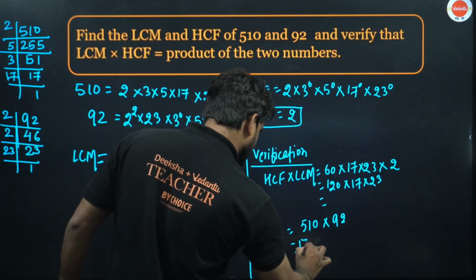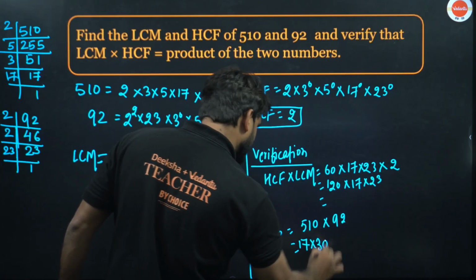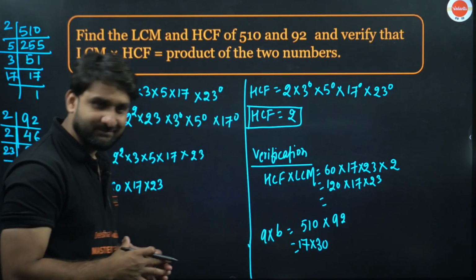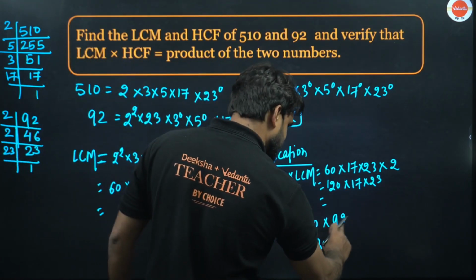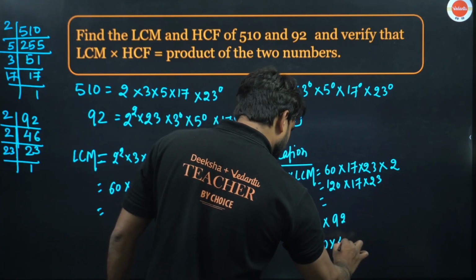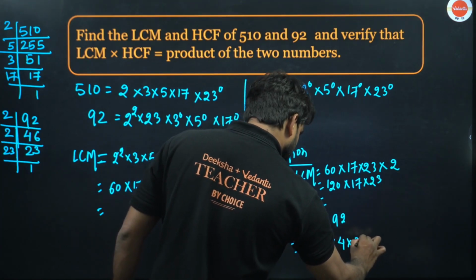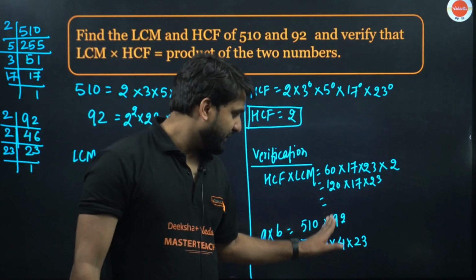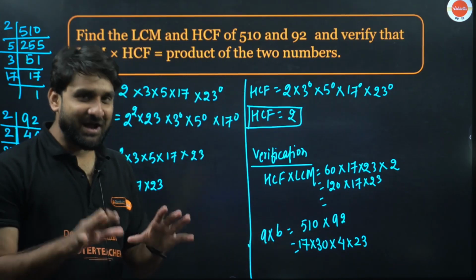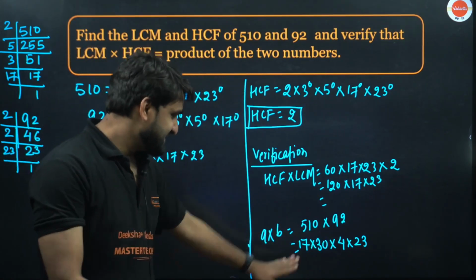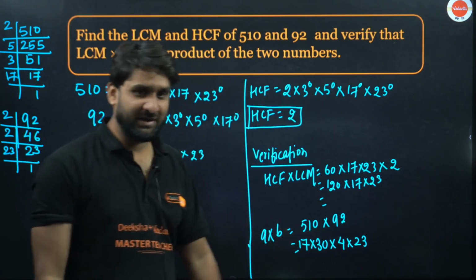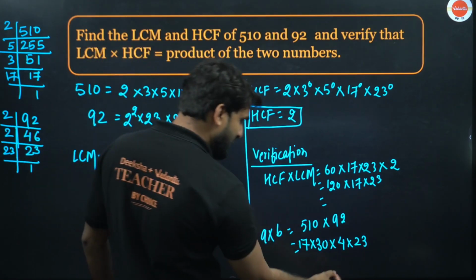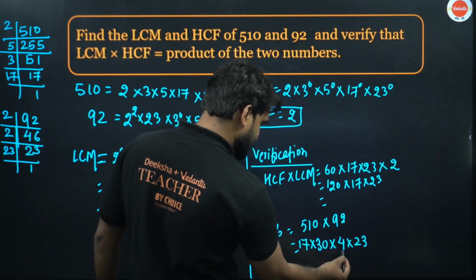510 can be written as 17 into 30. I hope you guys agree. And this 92 can be written as, check it once, 4 into 23 is equal to 92. Have patience. 17 into 30 and 4 into 23. Correct, everyone?